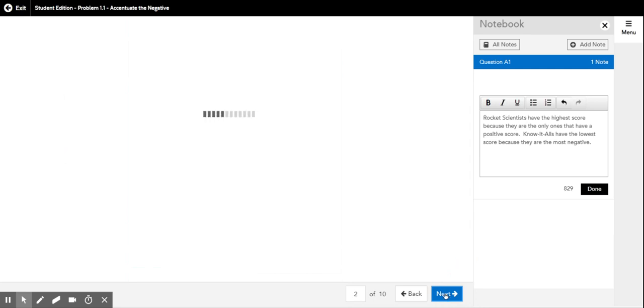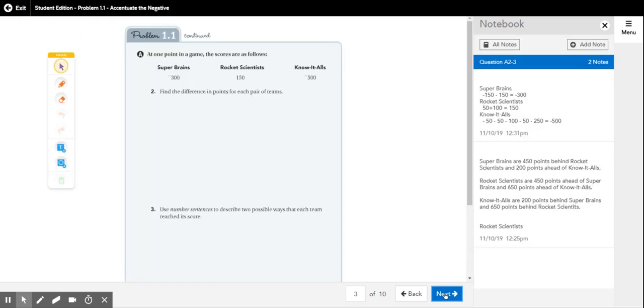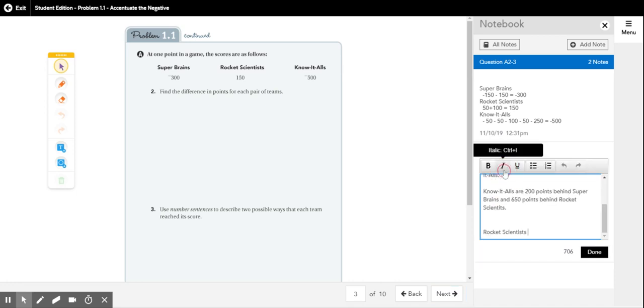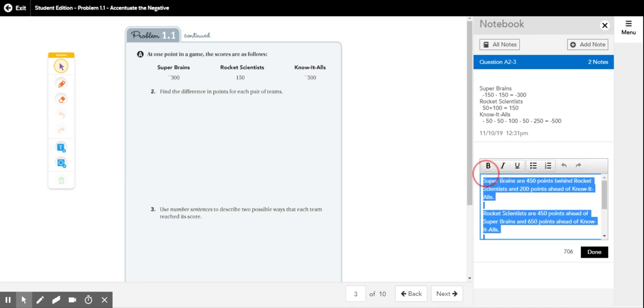And here in question 2, we're going to be asked to write number sentences, or actually write number sentences in number 3, and then find the difference for each pair of teams. So for each pair of teams, we're going to compare super brains to rocket scientists, super brains to know-it-alls. Rocket scientists, I'm going to go the extra mile and compare it to super brains and know-it-alls, even though we already compared these two. And then for know-it-alls, I'm going to compare it to super brains and rocket scientists. So when we make that comparison, we start figuring out the relative distance that these teams are away from each other.